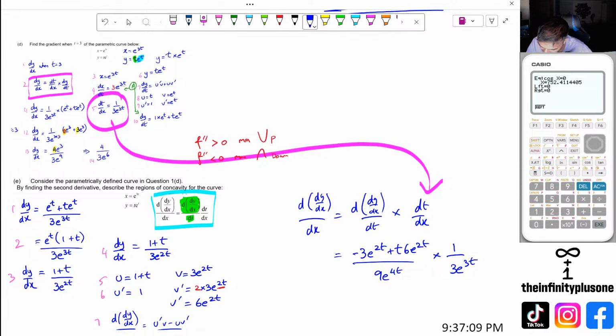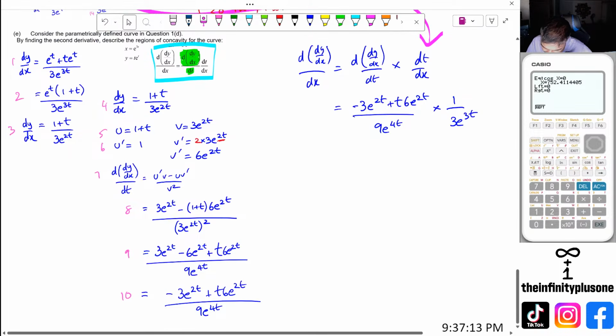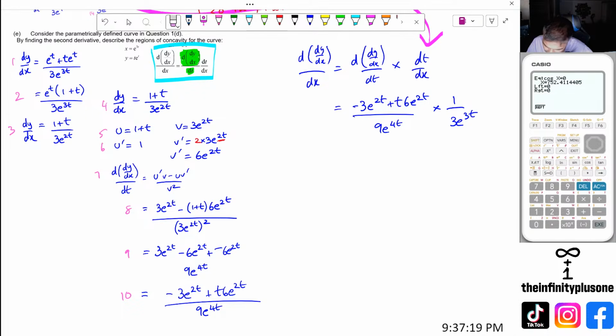Where did I miss the negative? Oh, Lord. Okay, yeah, you guys are right. That should be negative there. Yeah, Ishmeet, that is correct. All right, nearly there. What do we got?